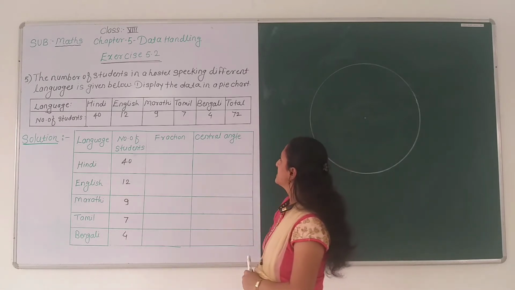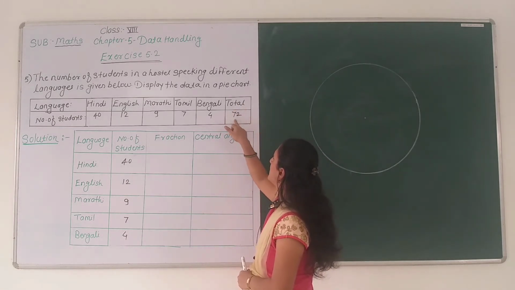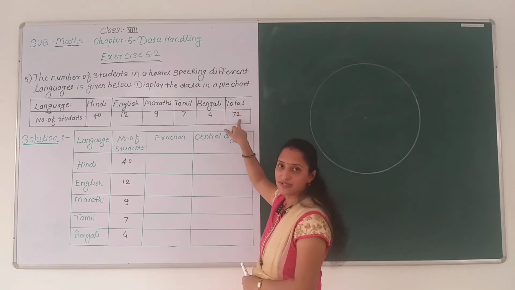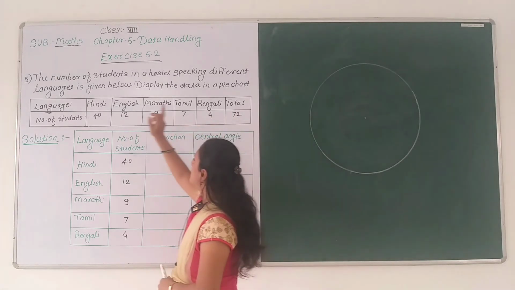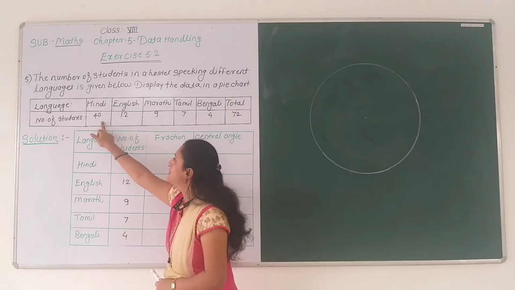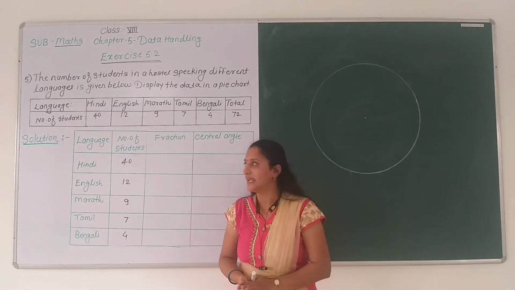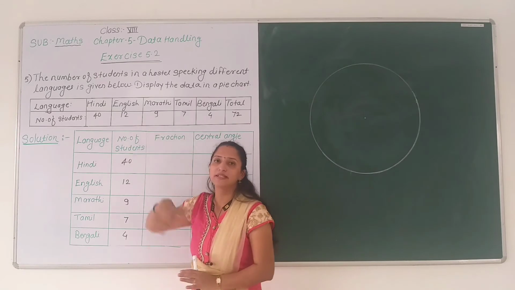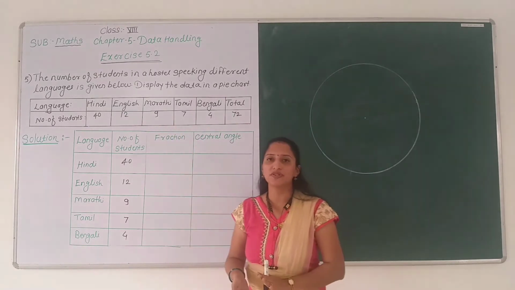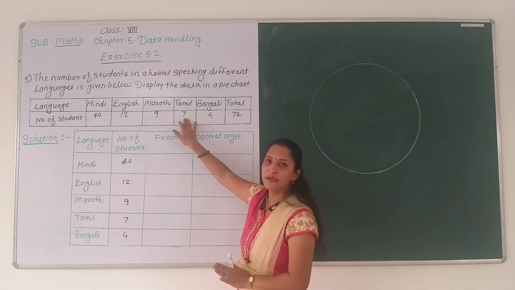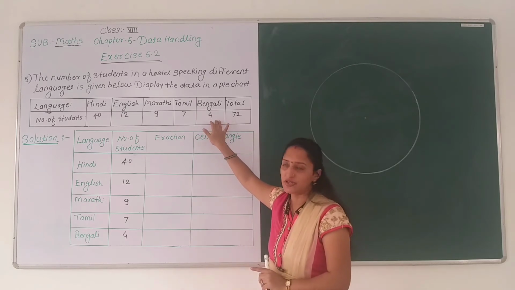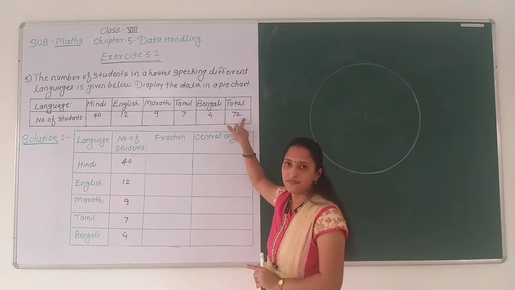What does this information say? Total number of students: there are 72 students in a hostel. Out of 72 students, 40 students speak Hindi. 12 students speak English. 9 students speak Marathi. 7 students speak Tamil and 4 students speak Bengali. Total number of students is 72.